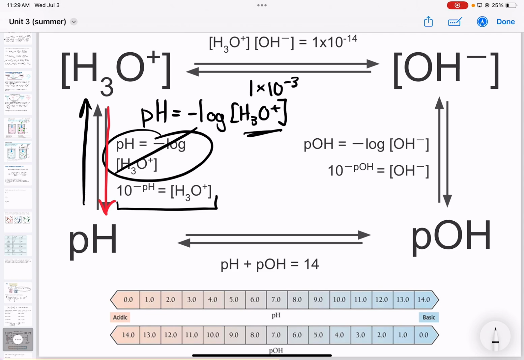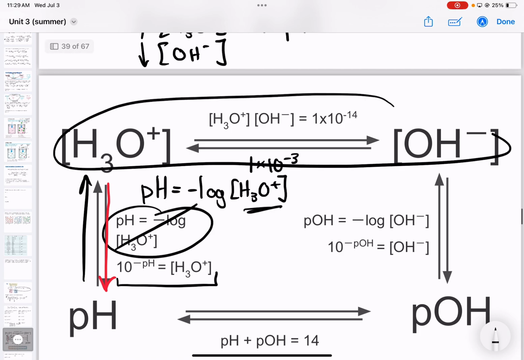Okay, the other one we talked about is this, going between H3O plus and OH minus. So that's not hard. You just take 1 times 10 to the negative 14th and divide by one of them, the OH minus. That'll give you the H3O plus. And vice versa. If you have the H3O plus, 1 times 10 to the negative 14th, divided by that, it'll give you the OH minus.